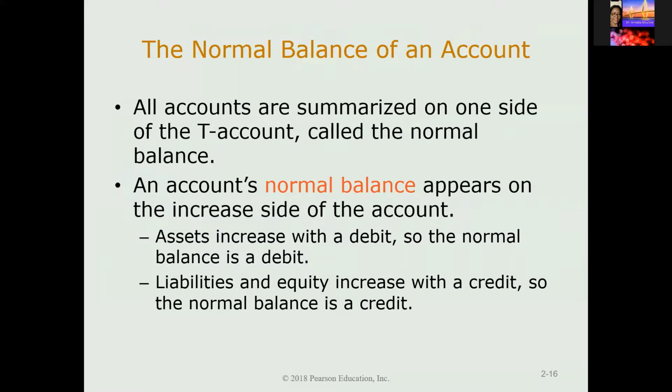All accounts have a normal balance. An account's normal balance is on the side of the account that increases the account. Assets are increased with a debit, so the normal balance is a debit. Liabilities are increased with a credit, so the normal balance is a credit. Expenses and owner withdrawals are equity accounts that have normal debit balances, unlike the other equity accounts. They have debit balances because they decrease equity. So owner capital and revenues have a normal balance of credit.